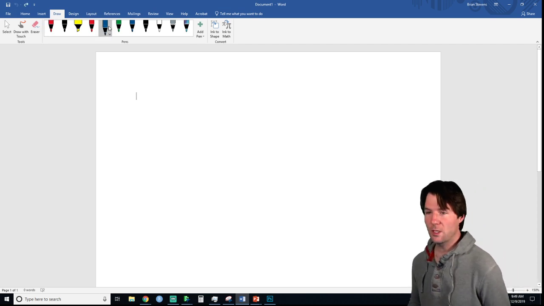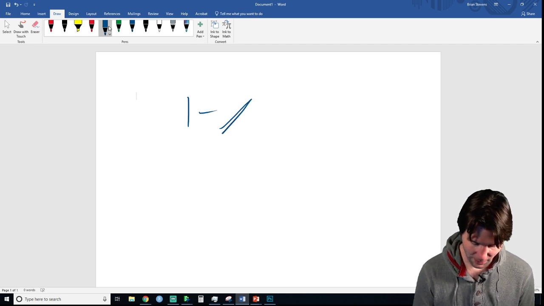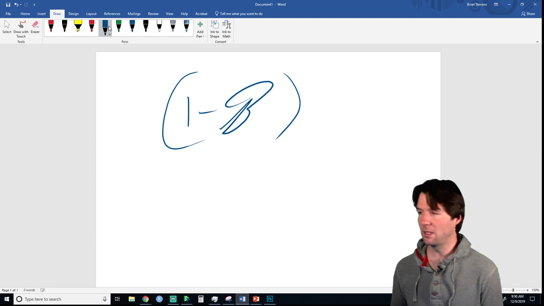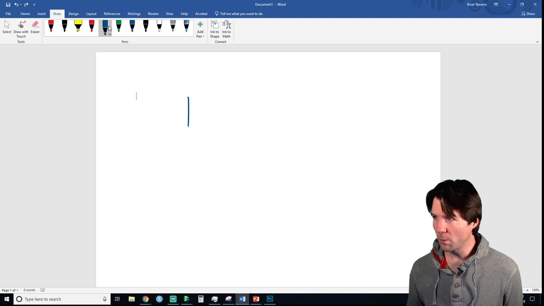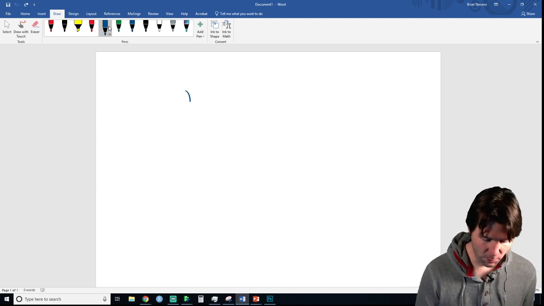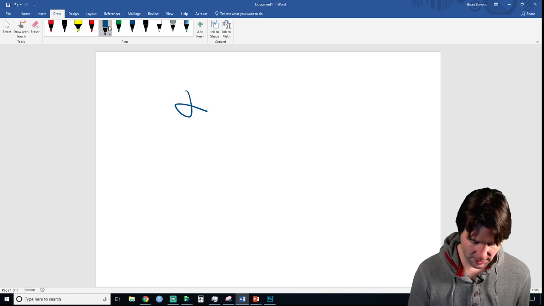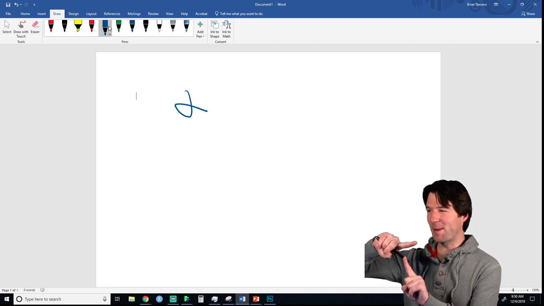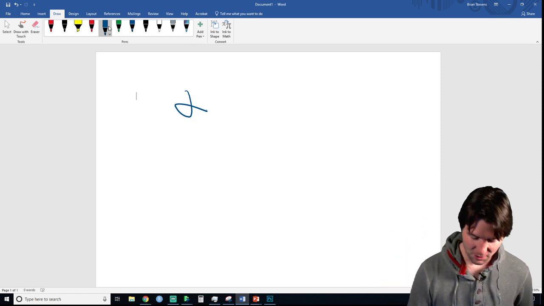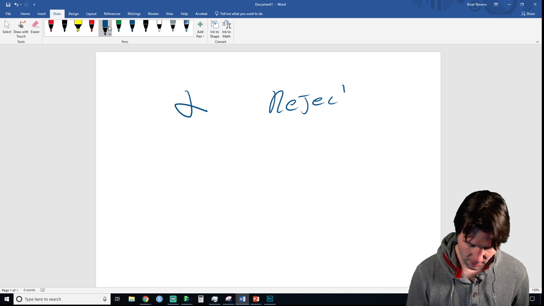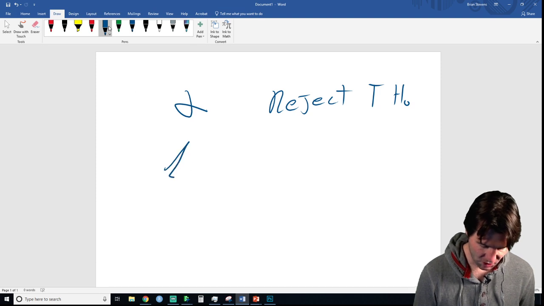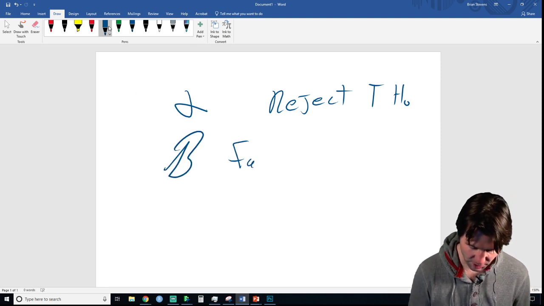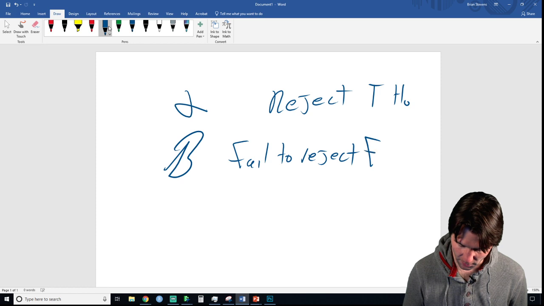What is power? 1 minus beta is power. Power is the ability to correctly reject the false null. So I want you to think about something here. When we talk about what power is, a type 1 error is, in a type 1 error, the null is true, and we reject it. So reject a true H0. That is a type 1 error. A type 2 error is fail to reject a false H0.